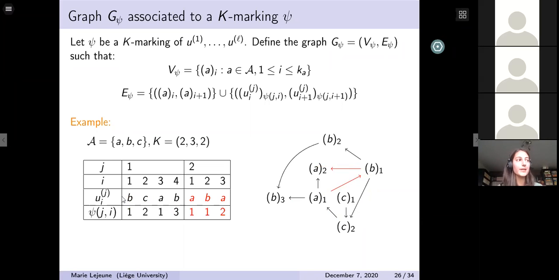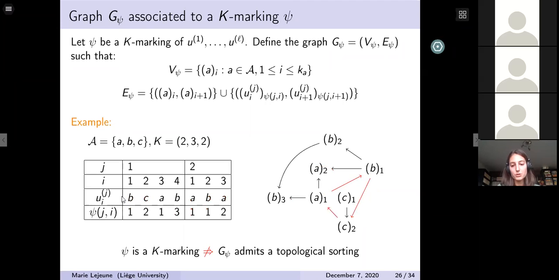And this graph will be really useful because we are going to look for a topological sorting, and then this topological sorting will allow us to reconstruct words from subwords. So just note that if I have a K marking, the associated graph does not always admit a topological sorting. For example, this graph has a cycle, and so we just say that if we have a cycle, there is no topological sorting.